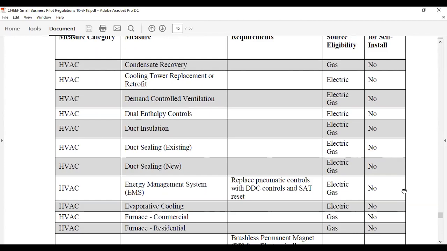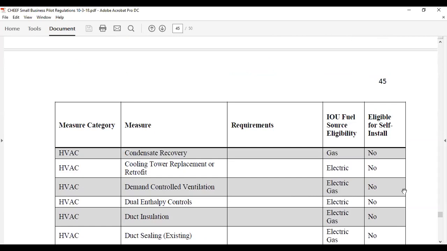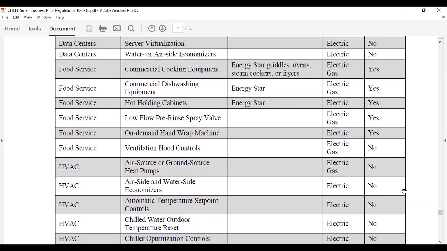More broadly, a few comments I want to make so that people are oriented to the list. The measure category at the left will sometimes address a technology like HVAC we're seeing here. You also see a few specific customer types like agriculture or food service where the equipment is specific to that end use. The requirements column, the third column, will provide any requirements that are over and above or different than Title 24. So if the requirements field is blank for a particular measure, it means that the measure must minimally meet Title 24. But here where we're looking at some food service measures, the commercial dishwashing equipment needs to be an Energy Star certified piece of equipment.